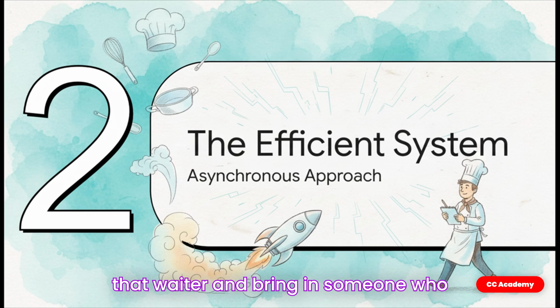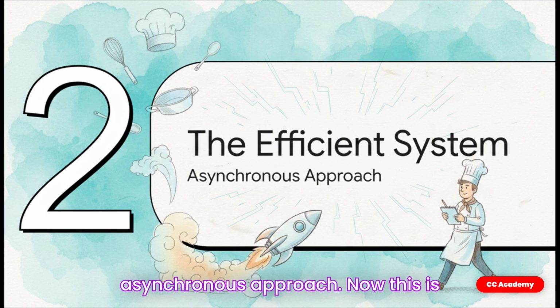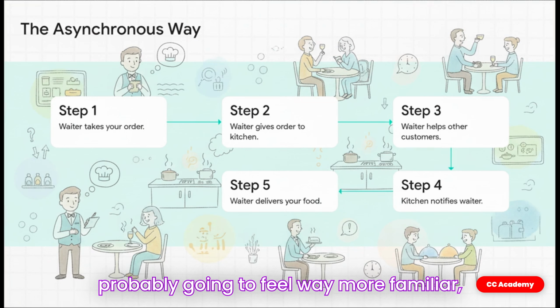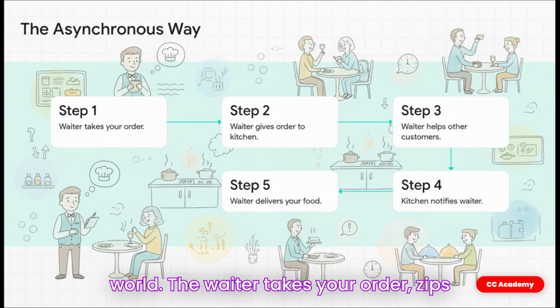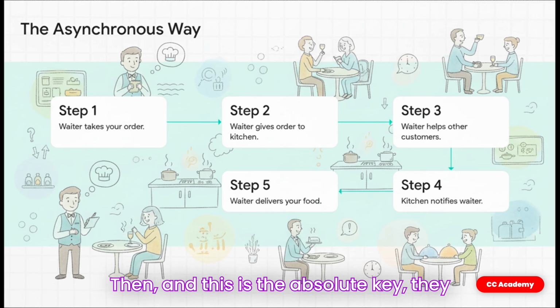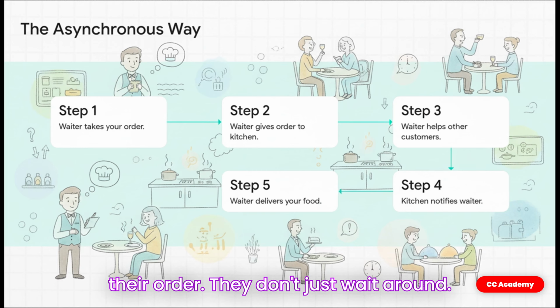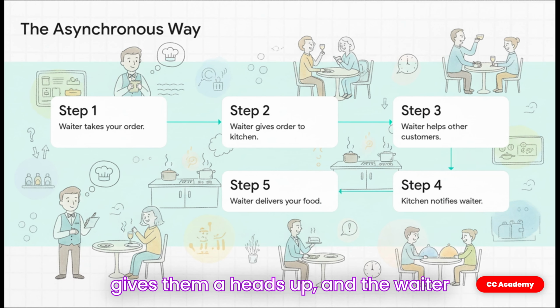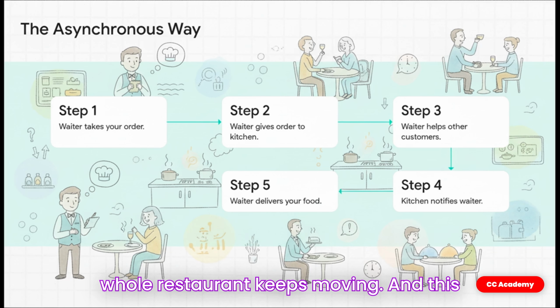Let's fire that waiter and bring in someone who actually knows how a restaurant is supposed to run. Welcome to the asynchronous approach. Now, this is probably going to feel way more familiar because it's how things work in the real world. The waiter takes your order, zips over to the kitchen, and hands it off. Then, and this is the absolute key, they immediately go to another table to take their order. They don't just wait around. When your food is ready, the kitchen gives them a heads up, and the waiter circles back to your table to deliver it. It's smooth, it makes sense, and the whole restaurant keeps moving.